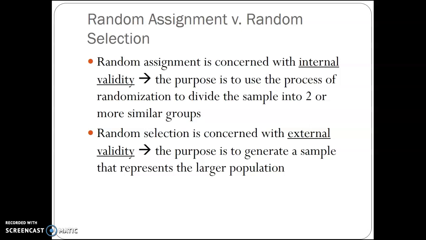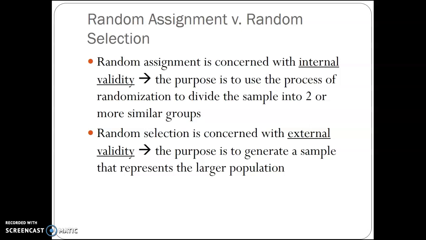The reason why you randomly select, we talked about random selection before when we were discussing sampling procedures. You engage in random selection because you want your sample to be as similar or as representative as possible of the larger population from which it was drawn. In other words, you want to be able to draw inferences, to generalize to the population from which your sample was drawn. That's why we randomly select, but random assignment has a different purpose.